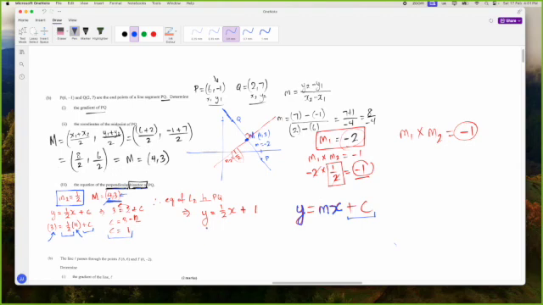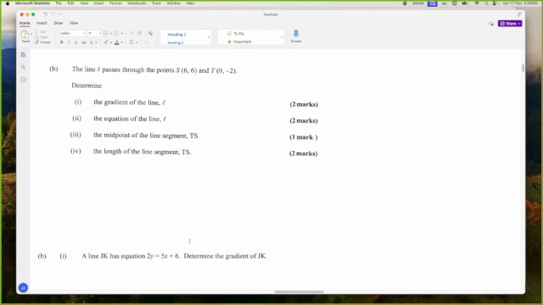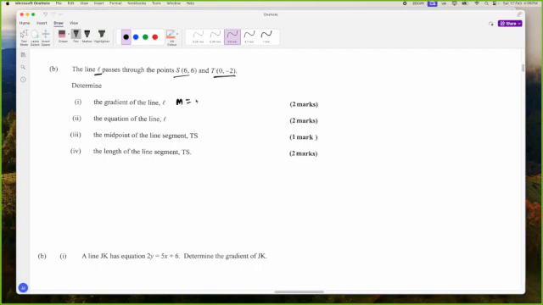Now you have y is equal to a half x plus 1. This is c, this is m, and this is your equation of the perpendicular bisector. Next, a line L passes through the points S and T. They're calling it the line L. It's really the line ST, but they're calling it the line L. They want the gradient of the line L.